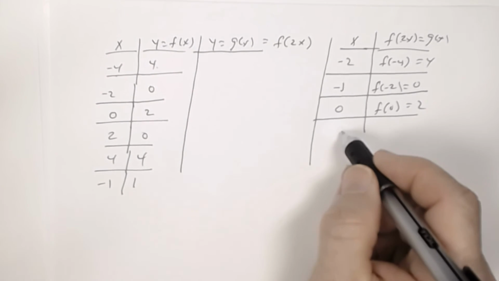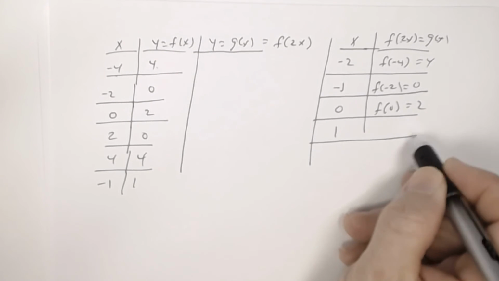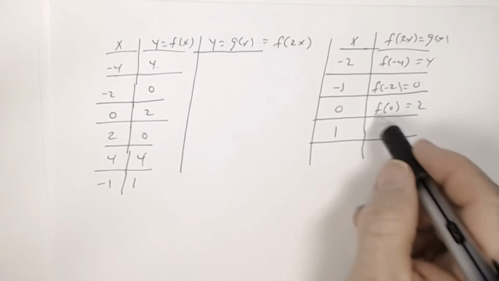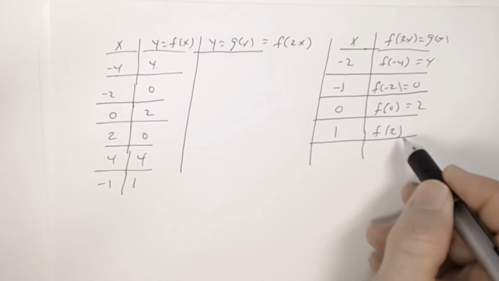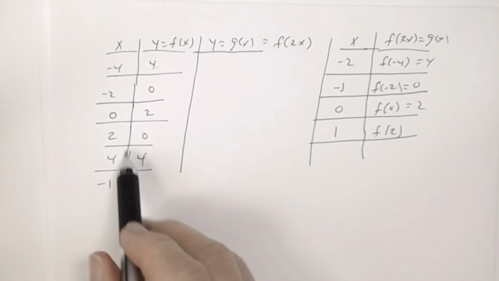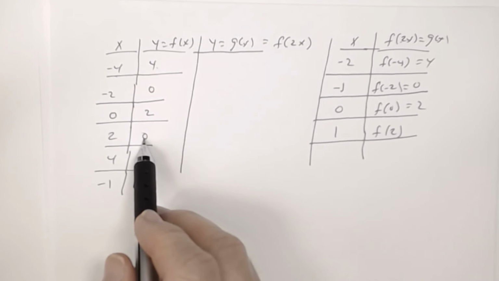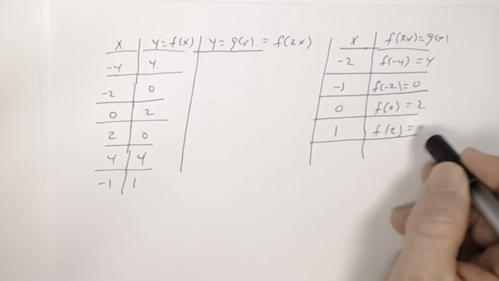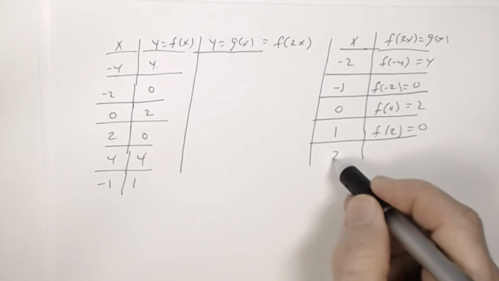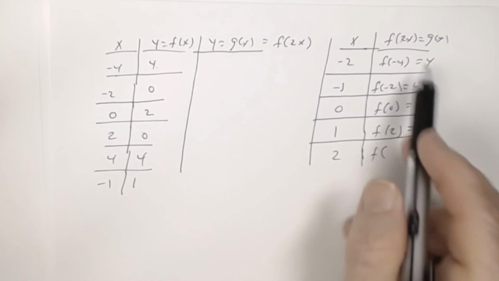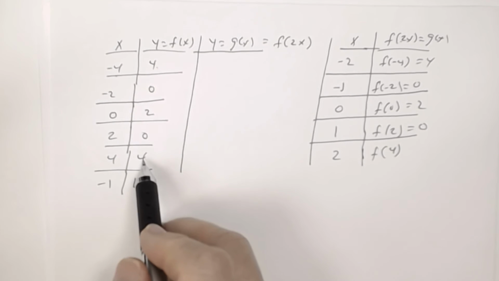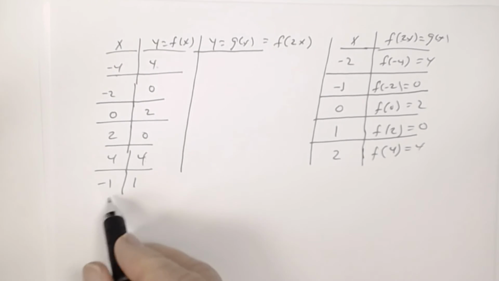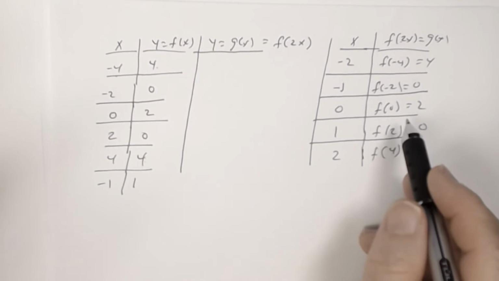If x, let's say, is 1, I get f of 2 times 1 is 2, so that becomes f of 2. So therefore, g of x is equal to f of 2, which is 0. And if x is 2, I get f of 2 times 2, which is 4. And f of 4 is 4. So I really didn't need this at all. All right, so here's the point now.